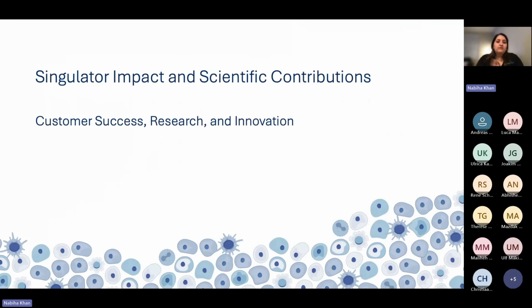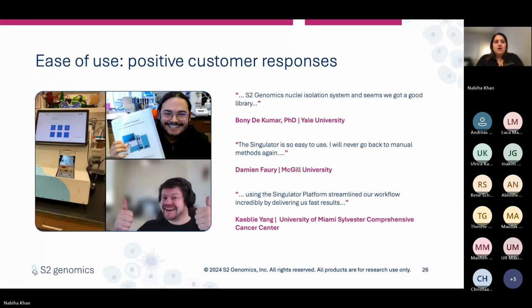The Singulator platform has significant impact on research workflows. Many researchers reported improved precision, efficiency, and reproducibility. And the biggest takeaway is that the Singulator is so easy for them that they will never go back to manual methods.